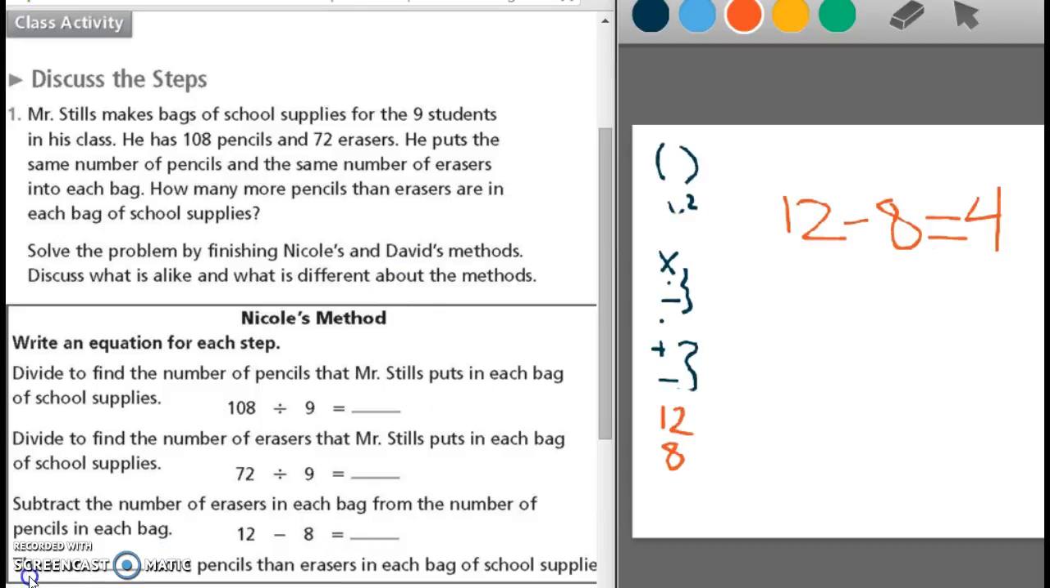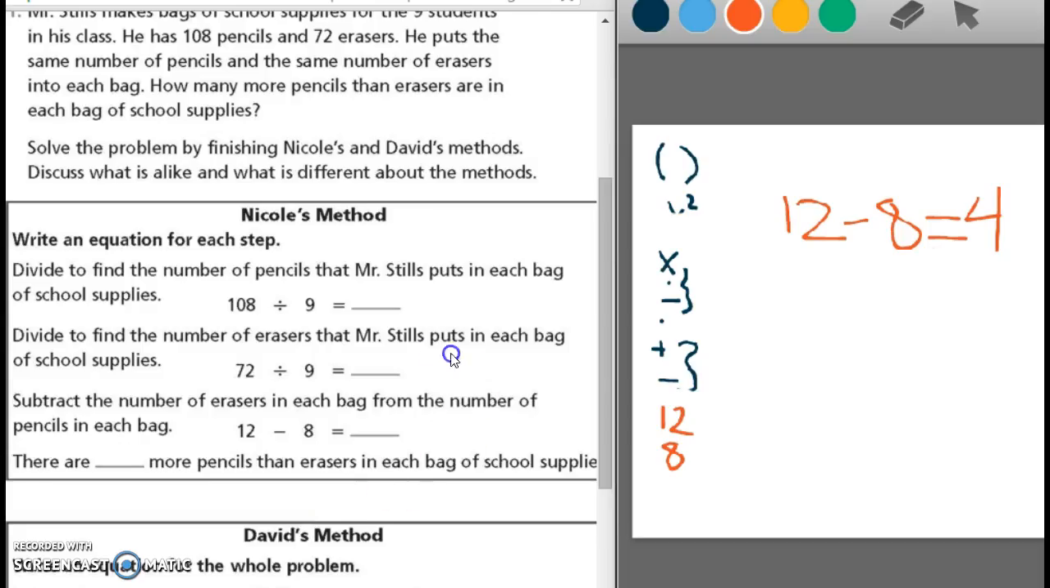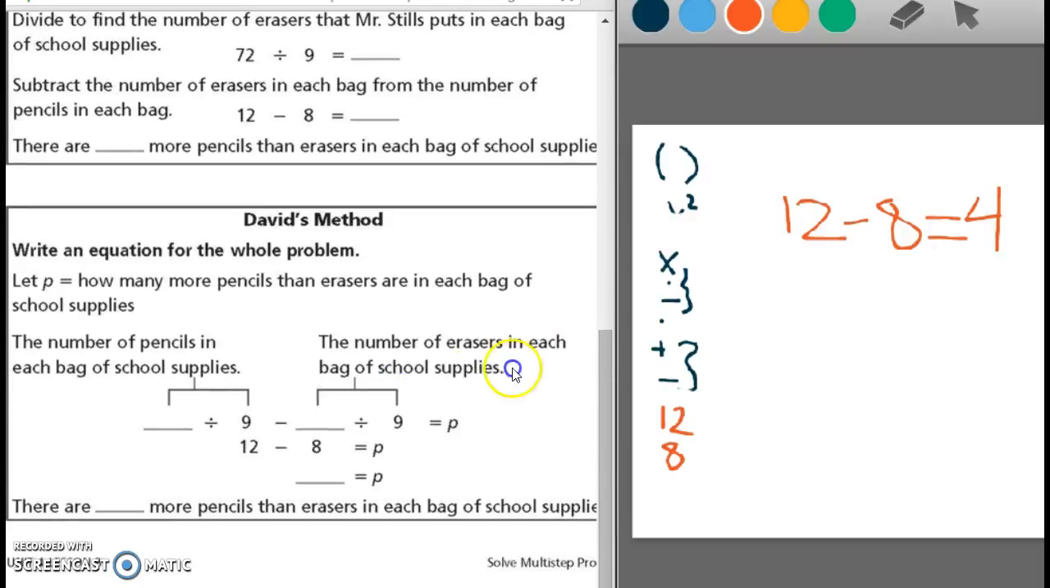So what does that answer actually mean? She put it into a sentence. There are 4 more pencils than erasers in each bag of supplies. Alright, so what did Nicole do? She took each step and broke it down. So she has separate answers for each one.